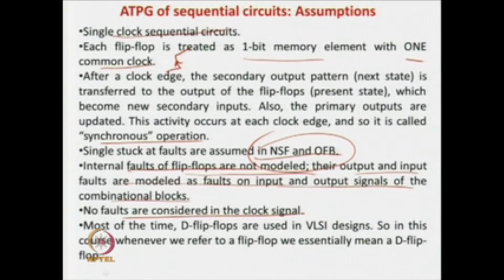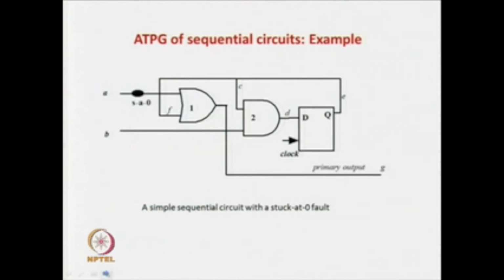So we will consider faults only at the inputs and outputs of the flip flops, as well as the internal gates of the NSA block and the output block. And also, as I told you, VLSI circuits mainly consider D flip flops rather than JK flip flops, because one flip flop can be converted to another, as you all know. But in the case of digital circuits, we mainly consider D flip flops.